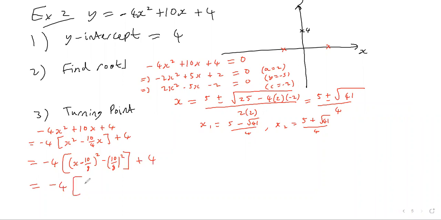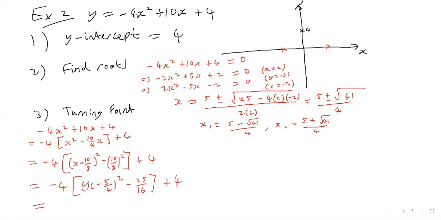So minus 4 times x minus 10 over 8. I'm actually going to write this as 5 over 4 instead, just because it's easier to write. And then minus 10 over 8 squared, which is just the same as minus 5 over 4 all squared. 5 times 5 is 25, 4 times 4 is 16. So minus 25 over 16 there, and then plus the 4 here.